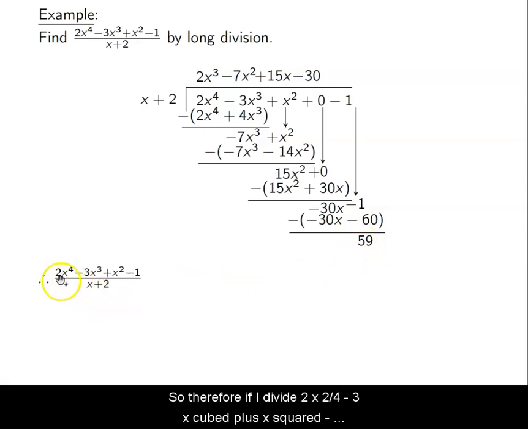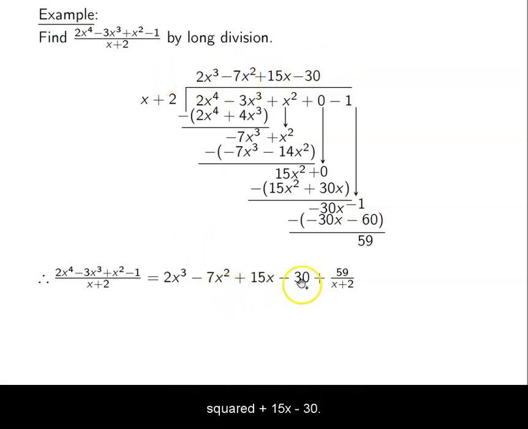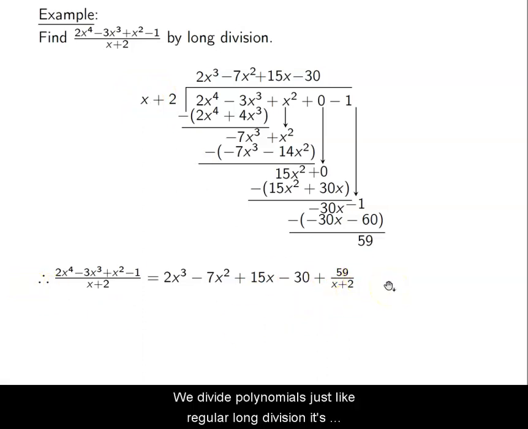So therefore, if I divide 2x to the fourth minus 3x cubed plus x squared minus 1 by x plus 2, my result is the polynomial 2x cubed minus 7x squared plus 15x minus 30 plus my remainder 59 over my divisor, 59 over x plus 2. And that's how we divide polynomials, just like regular long division.